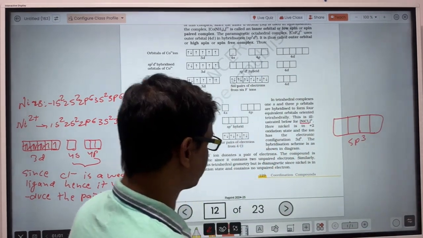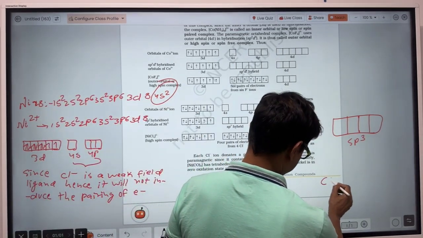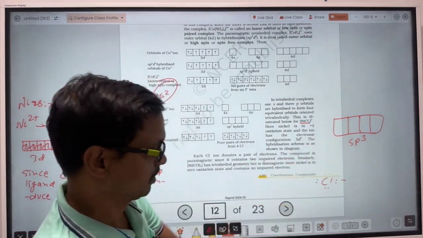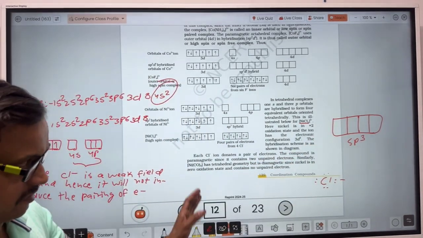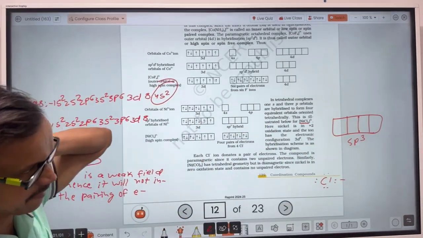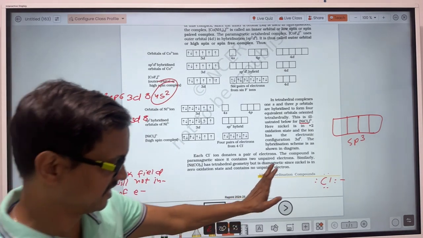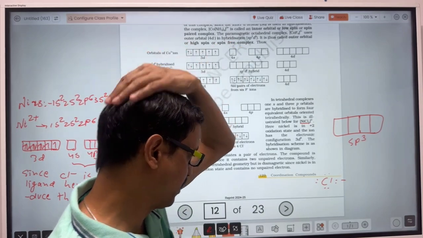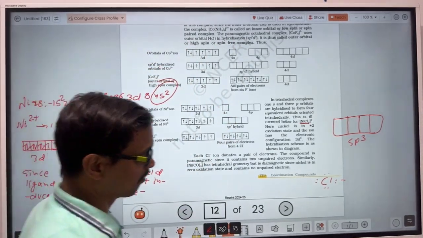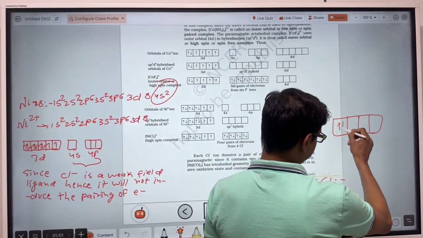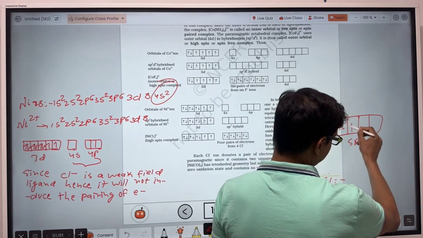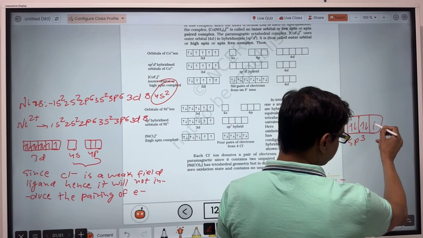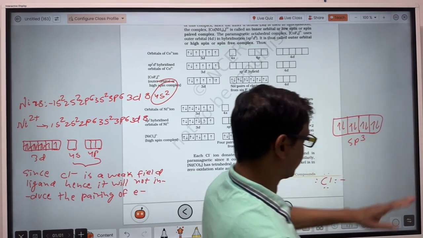In this 4 sp3 hybridized orbital, the Cl minus will donate their pair of electron and will be bonded through covalent bond. So in these hybrid orbitals, one Cl minus, in this hybridized orbital, other Cl minus, in this one other Cl minus, and in this one other Cl minus.